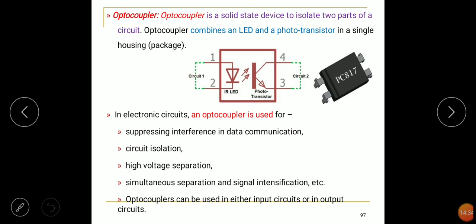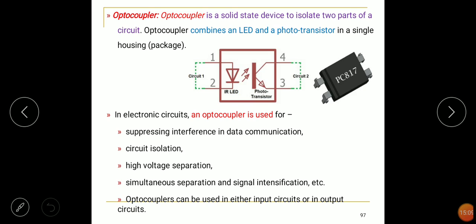Next, another one is the optocoupler. You have studied this in the previous semester: what an optocoupler is, what its use is, and where it is used. It is a solid state device to isolate two parts of a circuit. The optocoupler combines an LED and an opto transistor in a single package, as shown in the diagram.